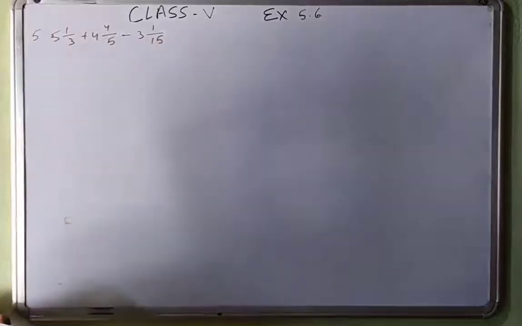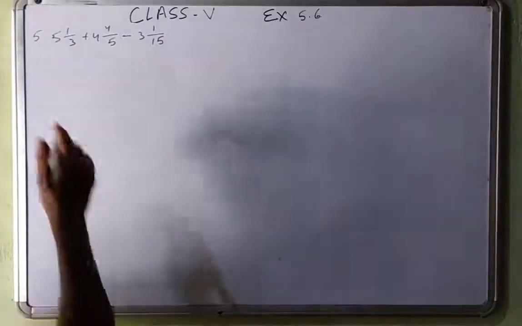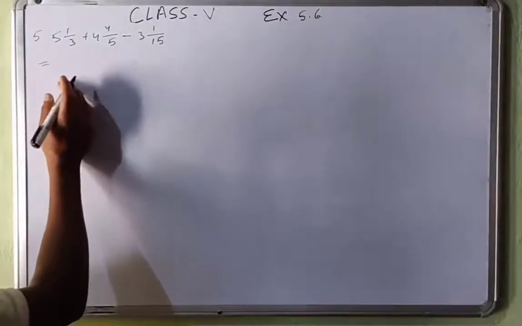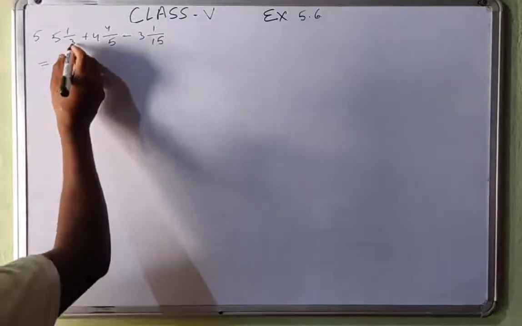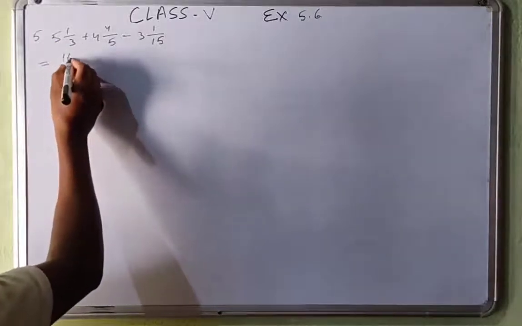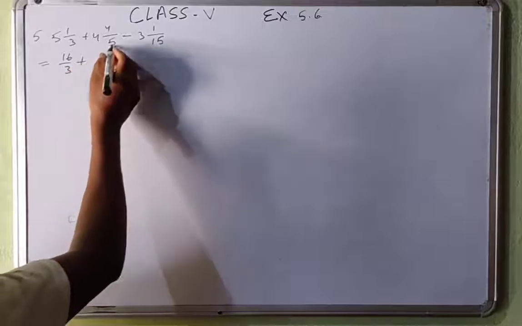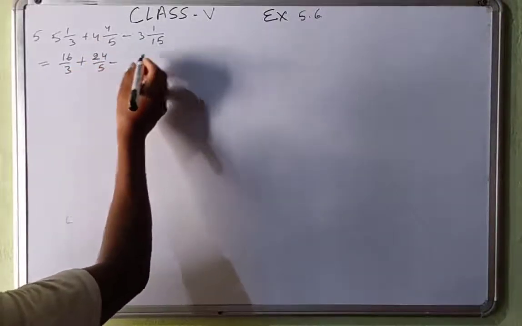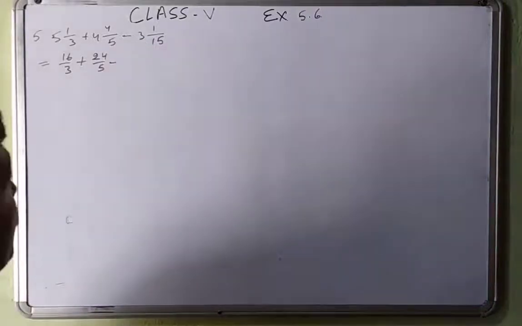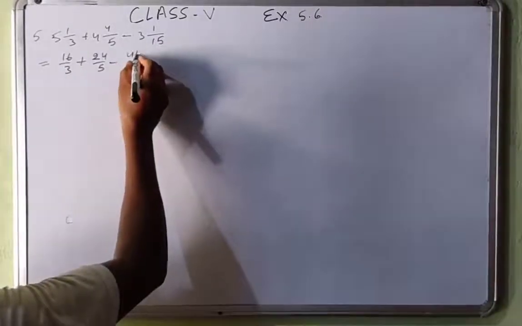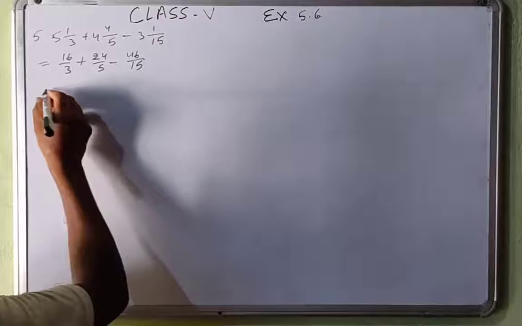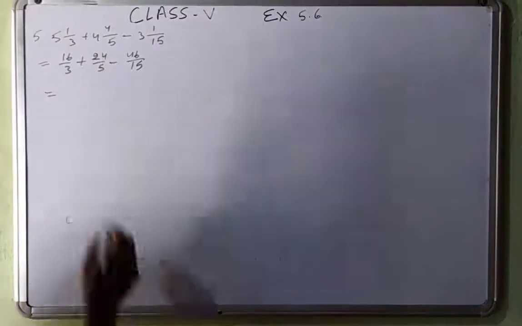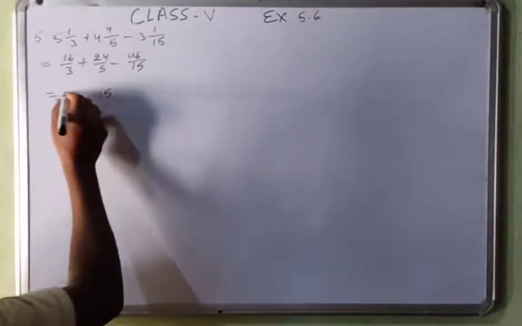You know, the very important exercise for your next classes. 5 3s are 15, 1, 16 upon 3 plus 5 4s are 20 and 4, 24 upon 5 minus 15 3s are 45 and 1, 46 upon 15. So the LCM is 15.